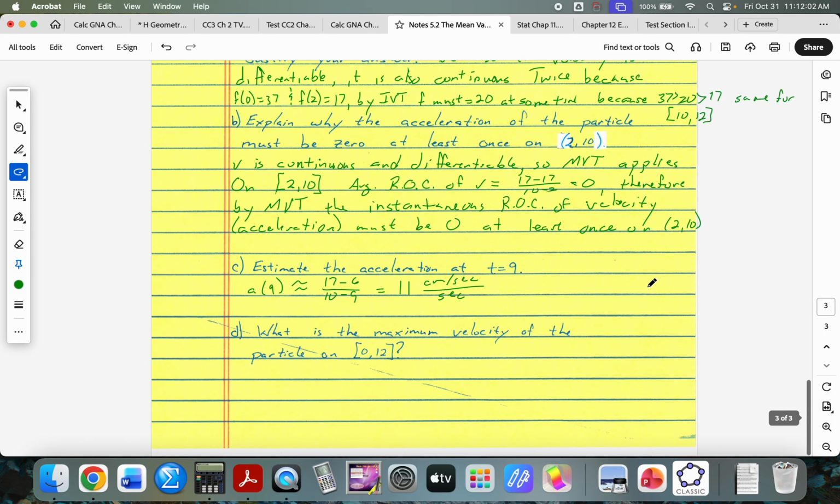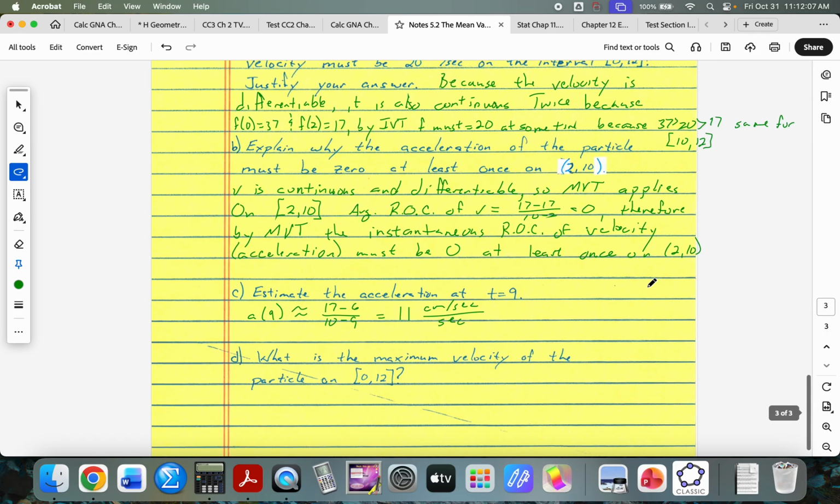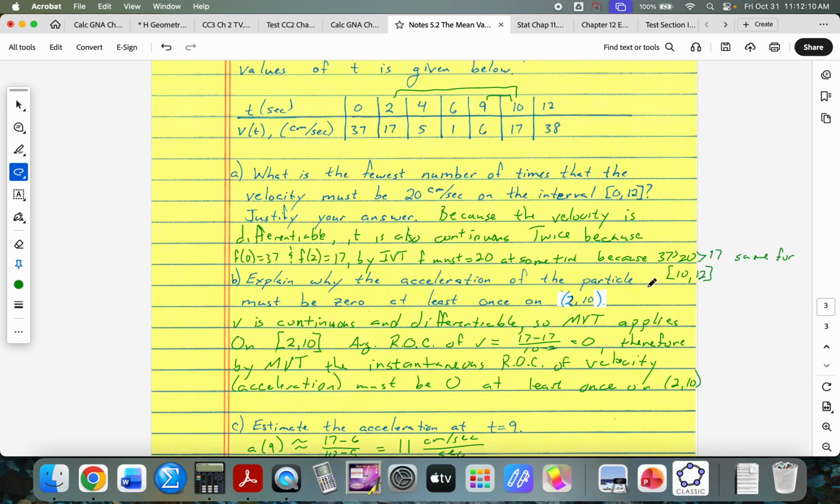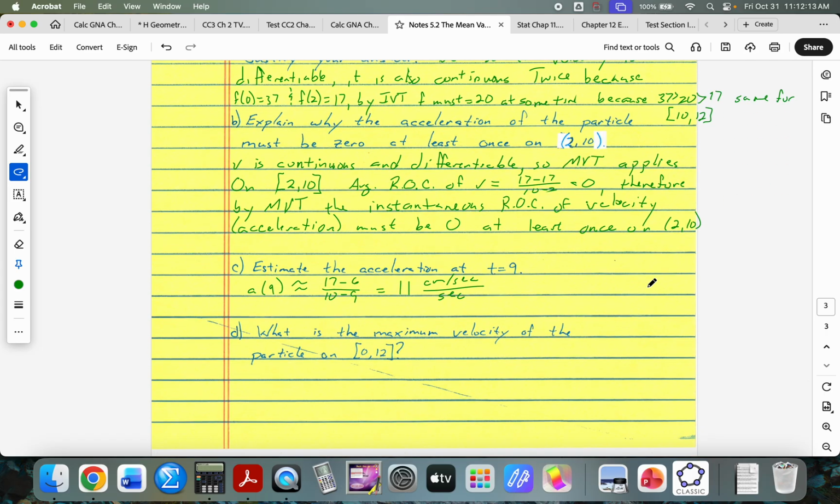All right, so what is the maximum velocity of the particle on the closed interval from 0 to 12? This is a trick question. Figured with it being Halloween and all. It's a trick question. You have no idea. It is not possible to know from this table.